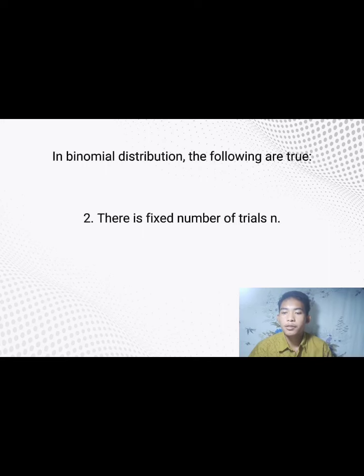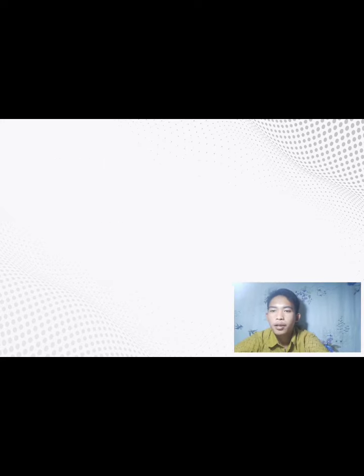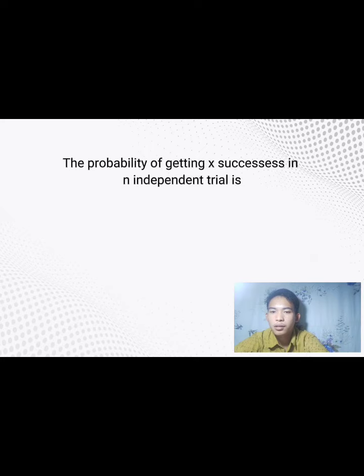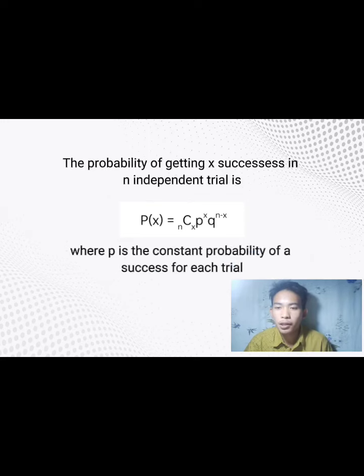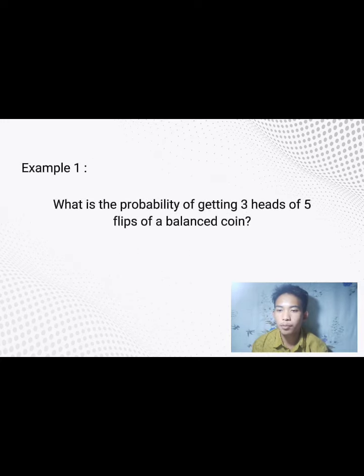Second, there is a fixed number of trials. Third, all the trials are independent. The probability of getting x successes in n independent trials is P(x) equals nCx times p raised to x times q raised to n minus x, where p is the constant probability of a success for each trial. Example, what is the probability of getting 3 heads in 5 flips of a balanced coin?